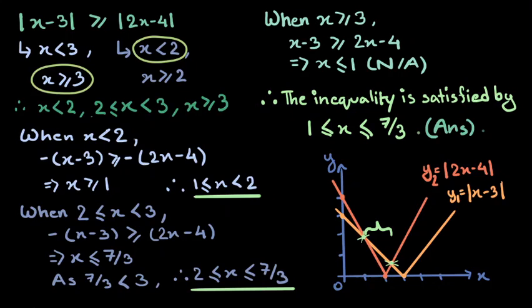Between these 2 intersection points, y1 is greater than or equal to y2, which is what our original inequality asks, for x minus 3 to be greater than or equal to 2x minus 4. So between these 2 intersection points, this inequality is true. So we can find out the value of x, and we see that the values are actually 1 and 7 by 3, as we found out by the answer of our previous method.